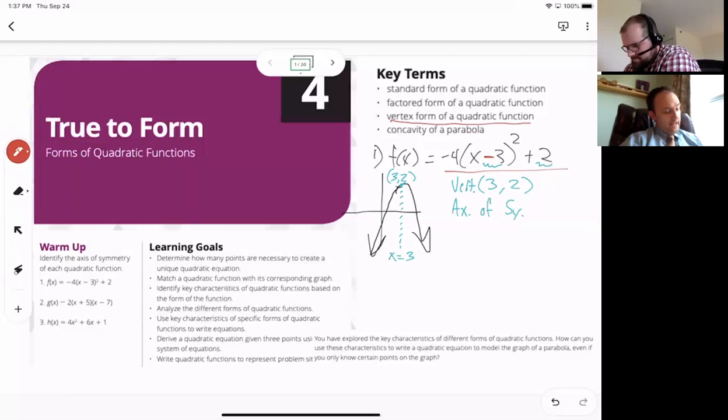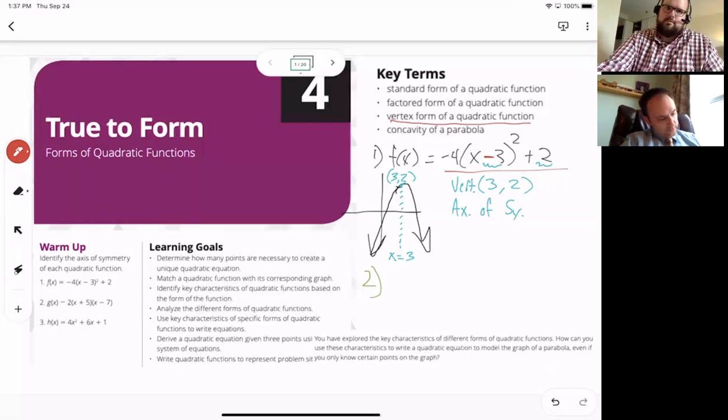I agree with that. All right, let's see. I'm going to look at the second one. I'm glad I don't have to look at the third one. That looks scary. So the second one is in factored form. So that's this one here.